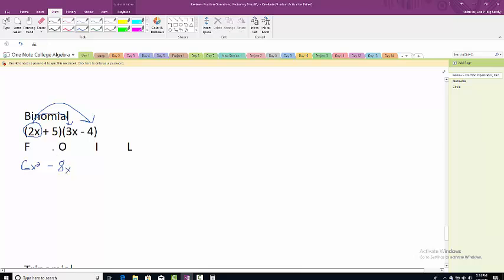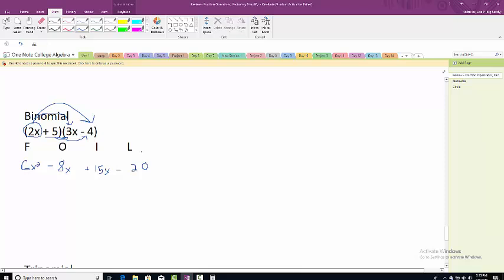Now we're going to take the plus 5 and multiply it times both terms. So again, it's just distributive property. So 5 times 3x is a positive 15x. So we're going to put plus 15x. And then the 5 times the minus 4 is minus 20.